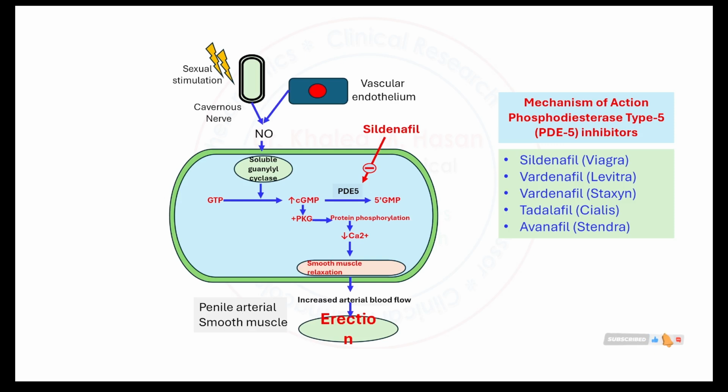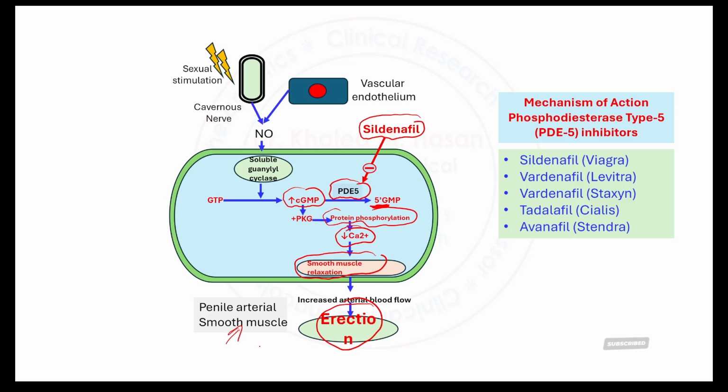Okay, again, let me try to explain the mechanism of Sildenafil in a clear way. Sildenafil inhibits the enzyme phosphodiesterase, which prevents the conversion of cyclic GMP to 5'-GMP, so the level of cyclic GMP increases and activates protein kinase. This leads to a decreased level of calcium, and the end result is smooth muscle relaxation and erection. In this patient, this represents the penile arterial smooth muscles.